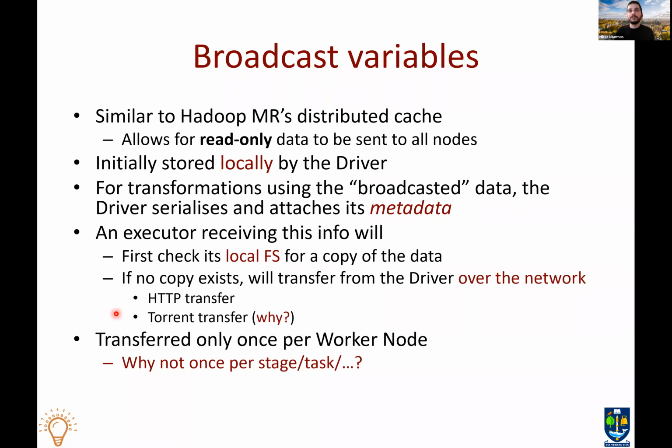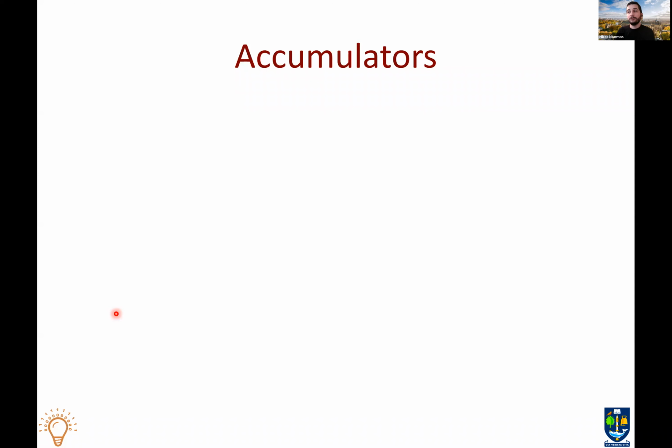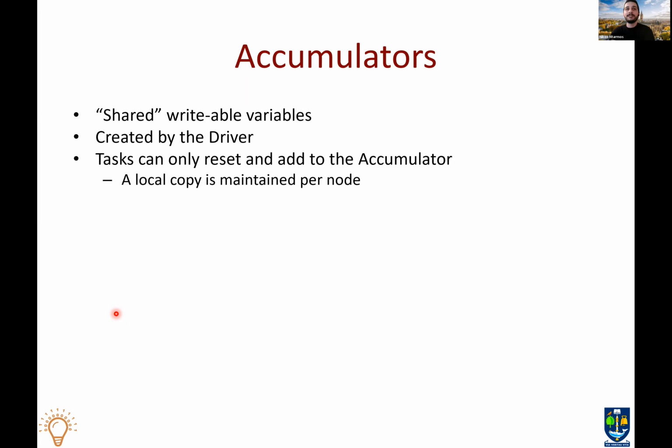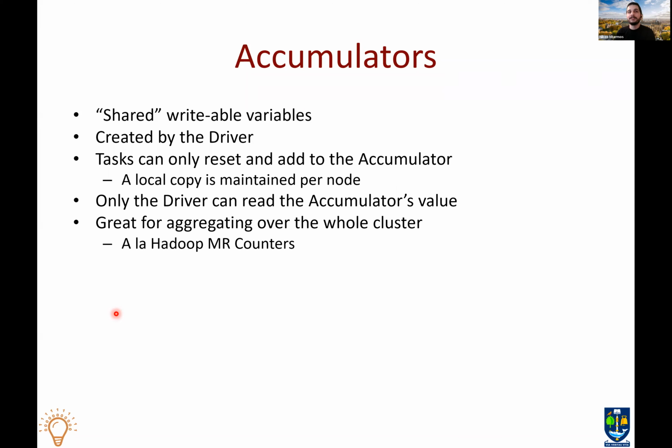Okay. So that was broadcast variables, read-only. But now we have accumulators, which are updatable, writable. They are shared in quotes. They are created by the driver. So when the driver starts, it registers these variables, so all the executors know these variables exist. But what the tasks can do is they can only reset or add to an accumulator. Okay. So does this sound familiar? It should. This is the equivalent of Hadoop MapReduce counters.